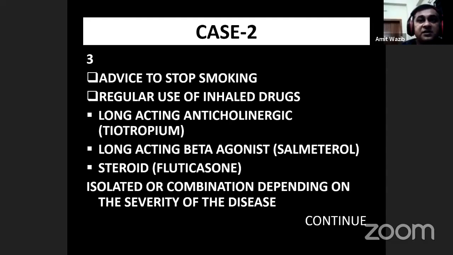And when the patient develops troublesome symptoms, then you have to give the patient short-acting inhaled agents, short-acting beta agonists like salbutamol, or short-acting anticholinergics like ipratropium. Again, they can be used isolated or in combination.